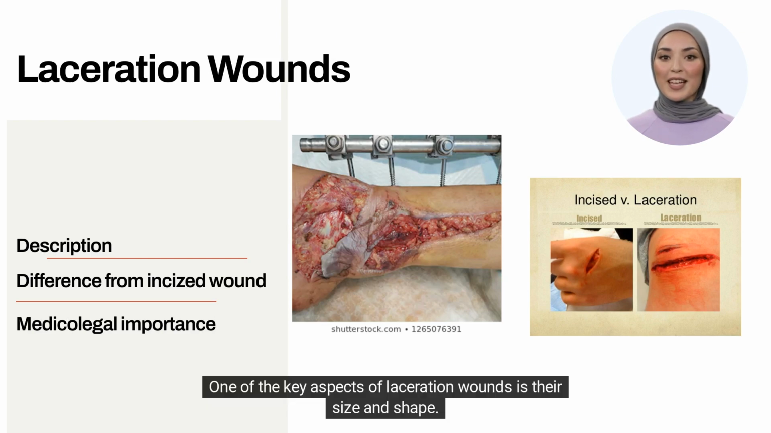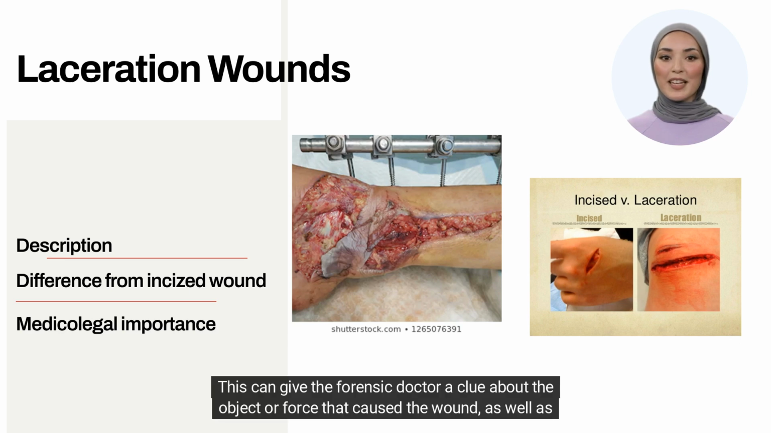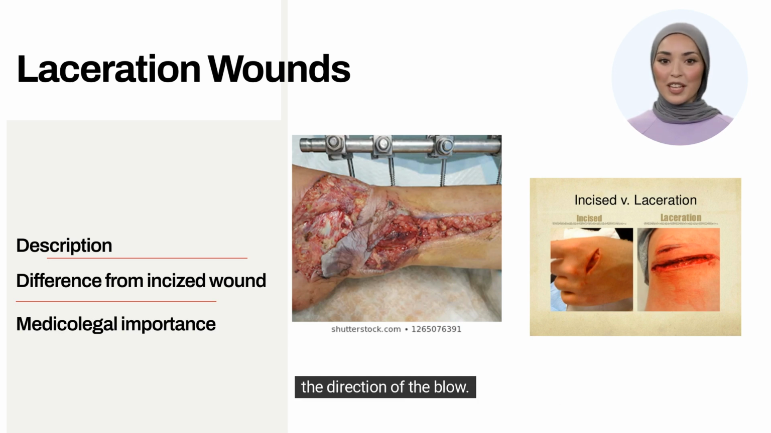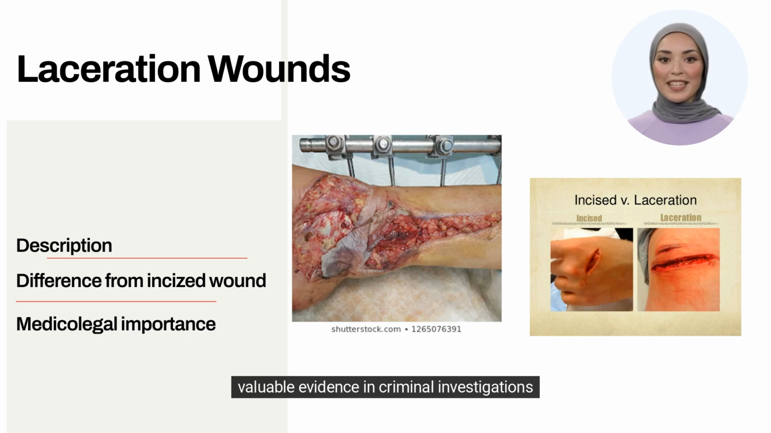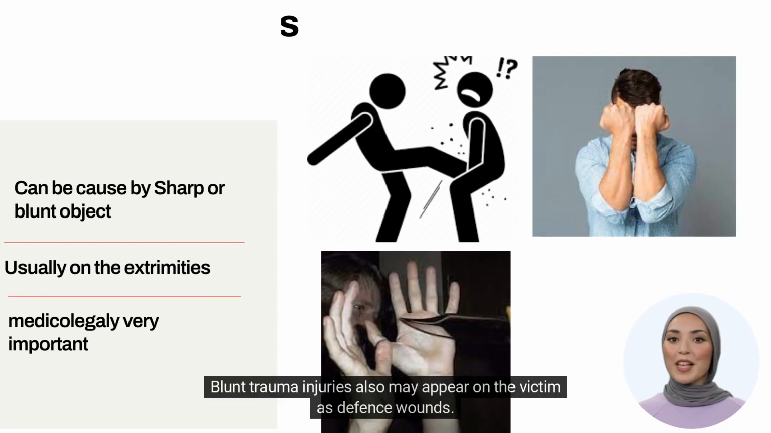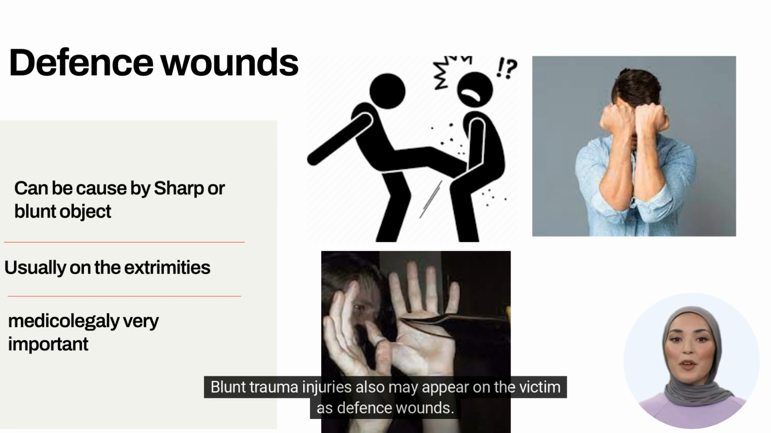One of the key aspects of laceration wounds is their size and shape. This can give the forensic doctor a clue about the object or force that caused the wound, as well as the direction of the blow. By studying these wounds, pathologists can piece together the events leading up to an injury or death, providing valuable evidence in criminal investigations. Blunt trauma injuries also may appear on the victim as defense wounds.